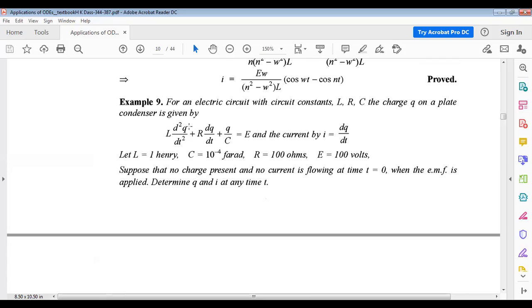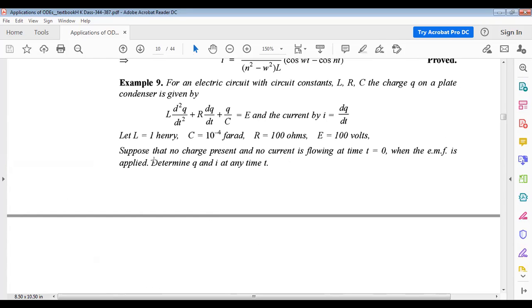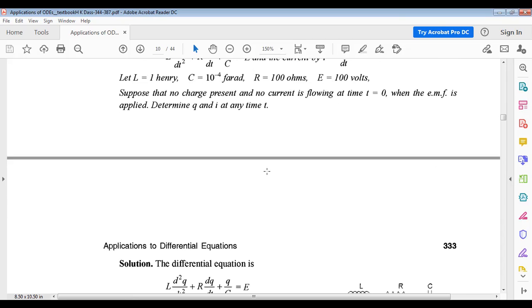Now another example. For an electric circuit with circuit constants L, R, C, Q on a plate of the condenser is given by this differential equation, with L equals 1 Henry, C equals 10 to the minus 4 farad, R equals 100 ohm, E equals 100 volts. Suppose there is no charge present and no current flowing at time t equals 0. That means Q equals 0 and I equals 0 when t equals 0. When the EMF is applied, determine Q and I at any time.